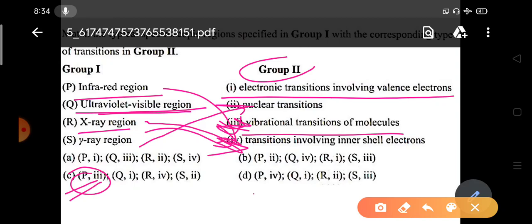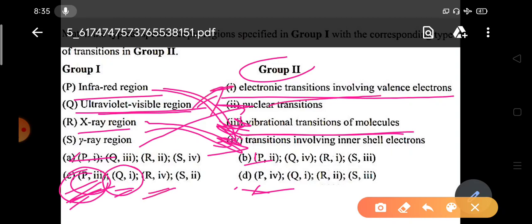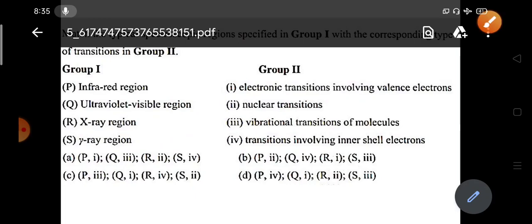First of all, look at the options. The first option is P equals 3. If you know the infrared region lies in the vibrational transitions of molecules, you can eliminate all the other options. But we should know each and everything. So P equals 3 is the vibrational transition of the molecule. Q matches with 1, that is the ultraviolet region, which is electronic transitions, and R matches with 4, that is the X-ray region with the transitions involving inner electrons, and S matches with 2, that is the gamma ray region matches with the nuclear transitions. So option C is the correct option.